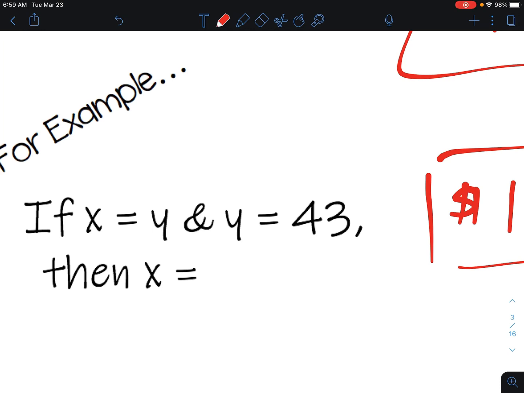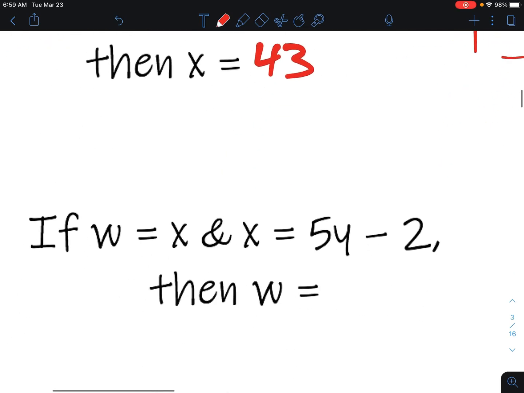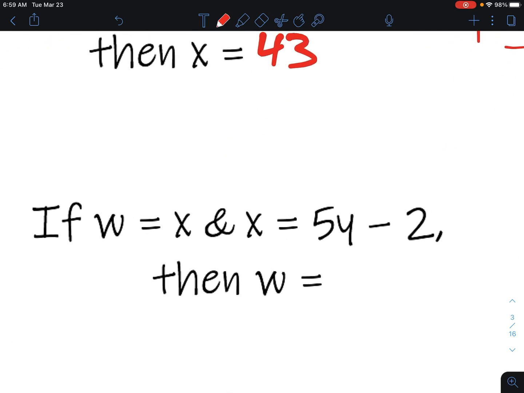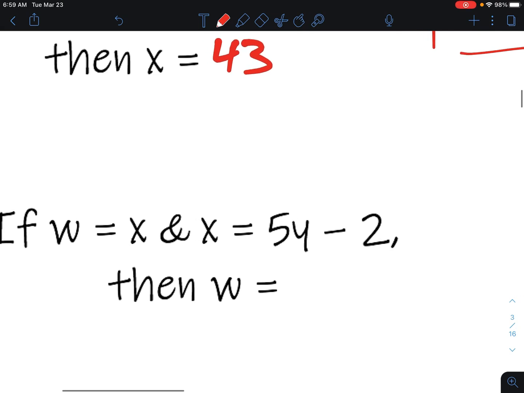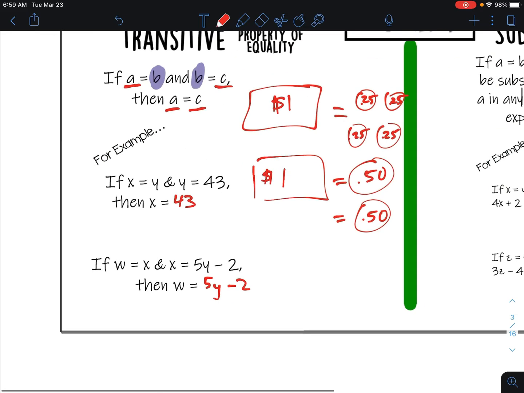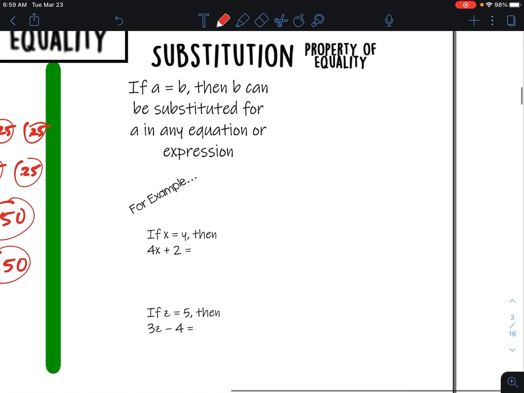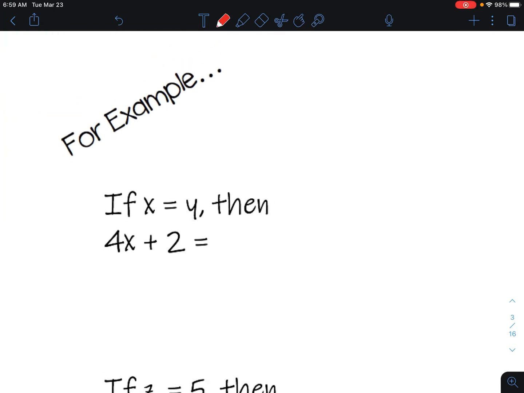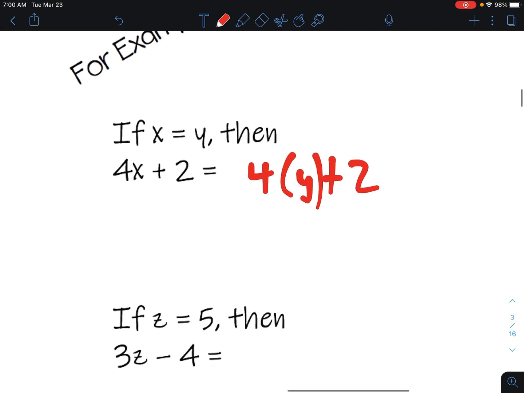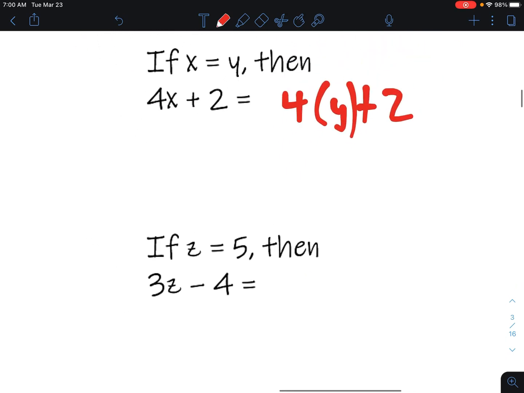So if x equals y and y equals 43, then x is also equal to 43. Or if w equals x and x equals 5y minus 2, then w is also equal to 5y minus 2. And the substitution, if you have to plug something in, so to speak: if x equals y and I want to substitute in y, then it would be 4 times y plus 2. Or substituting in a value, x equals 5, then that's also equal to 3 times 5 minus 4. We're just substituting in.